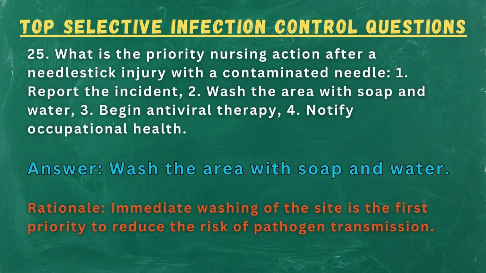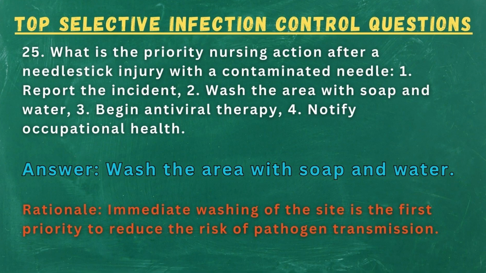25. What is the priority nursing action after a needle stick injury with a contaminated needle? 1. Report the incident. 2. Wash the area with soap and water. 3. Begin antiviral therapy. 4. Notify occupational health. Answer: Wash the area with soap and water. Rationale: Immediate washing of the site is the first priority to reduce the risk of pathogen transmission.